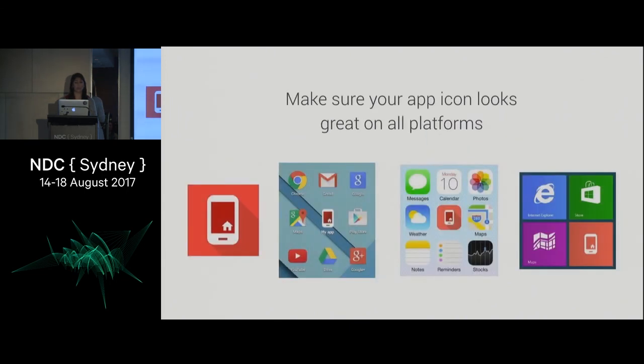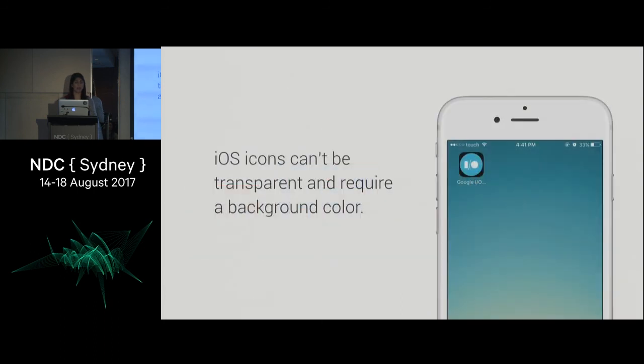And also, this app icon should be great on all platforms, because since our PWA is going to be used on all platforms, every platform has some specific requirements. As you can see here, each icon looks very different on every platform. For example, on iOS, the icons cannot be transparent and require a background color. If you don't add a background color, they will add one for you, like this one in black. So make sure to test that.